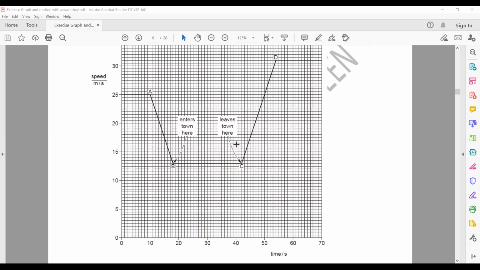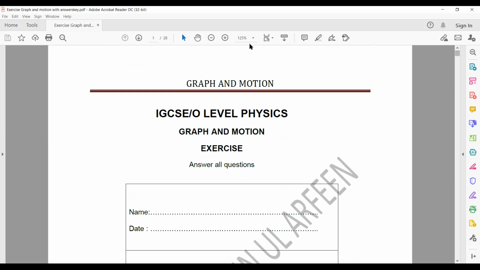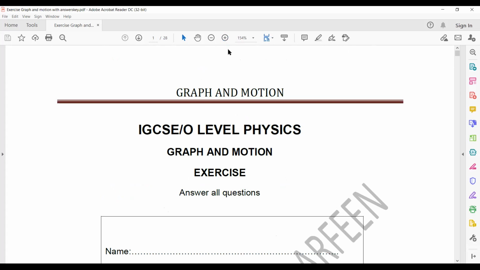So these are some questions related to speed time and distance time graphs. In the next week, we will start a new topic, as we have completed this topic, which is about motion. We discussed speed, velocity, acceleration, speed time and distance time graphs, and different calculations from the graph.